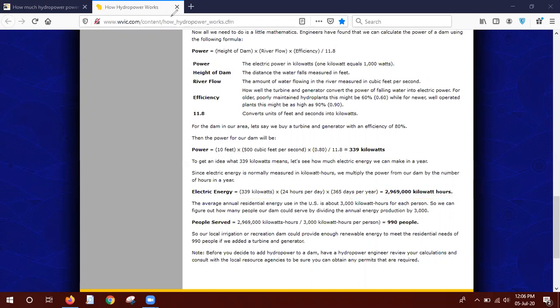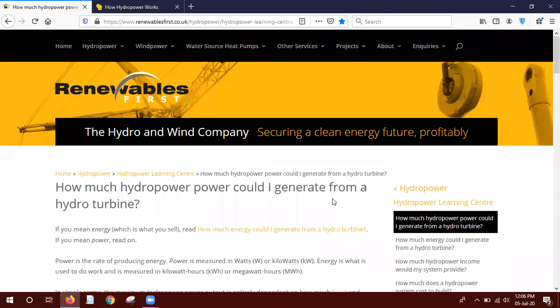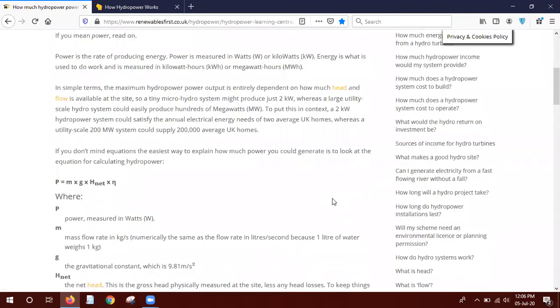To make it much clearer, let me go to one more website, and then we'll go to our slide also. Just giving you an idea of how power or energy is calculated. For power calculations, the river flow and the height are important. You can also say that power is the rate of producing energy. Power is measured in watt and kilowatt. Energy is what we use to do work, measured in kilowatt hour or megawatt hour. So don't get confused about what is power and what is energy. Power is the rate of producing energy, and rate means per second.